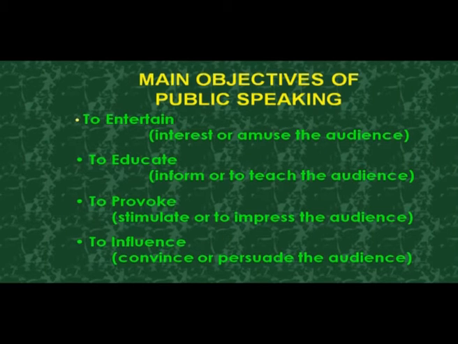Now, let us look briefly at, once you have gained the confidence, what should you do and what are the objectives of public speaking and what should you be doing accordingly. So, the objectives are of four categories. One, to entertain, that is to interest or amuse the audience. Audience want to listen to jokes, audience want to listen to stories, audience want narration, audience want just to be entertained. You do not have to give any message. They just want to have a nice time.